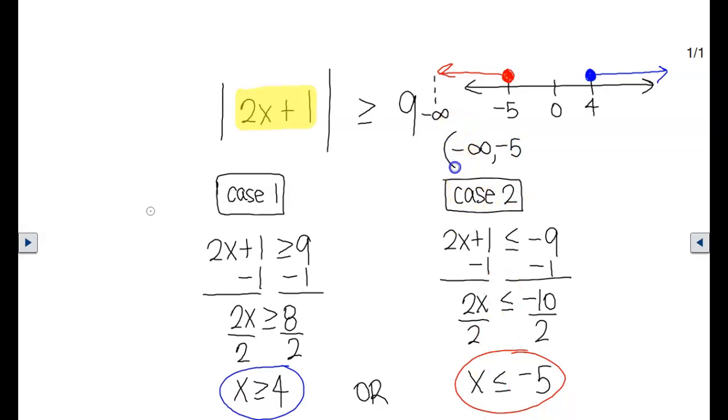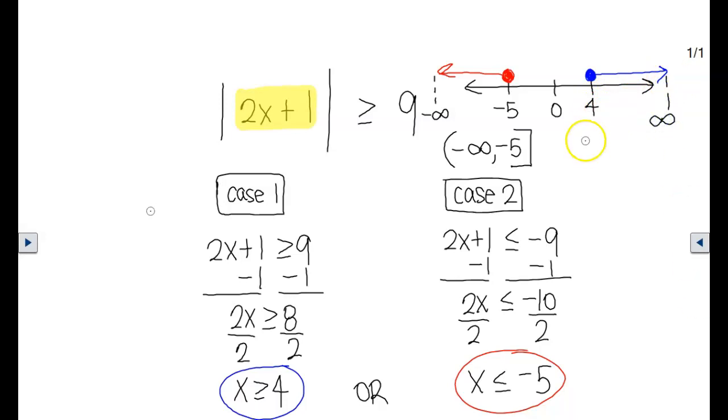Infinity always gets parentheses, because remember, x can't be equal to negative infinity because we don't know what that is. And then the negative 5 has a filled-in circle. Filled-in circles are brackets, so that would get a bracket.